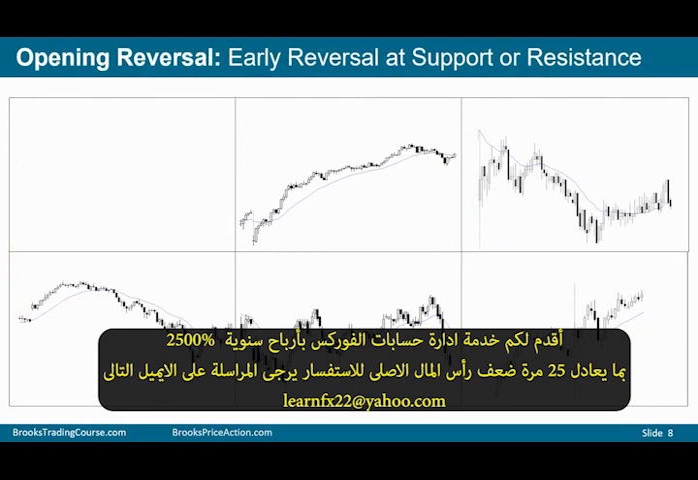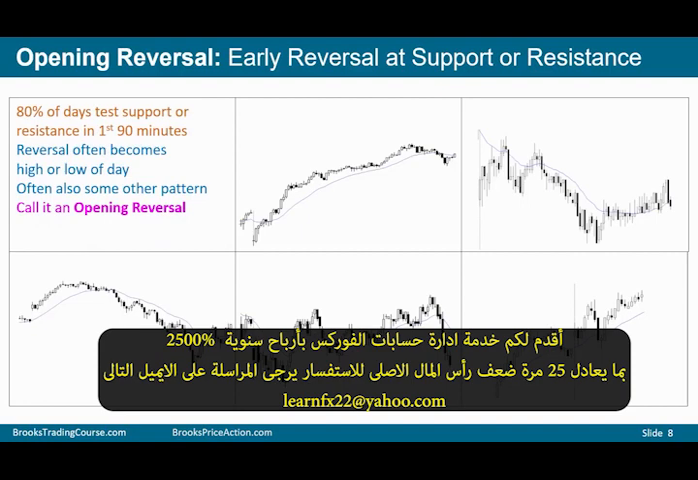Here's a collection of opens to illustrate some points. 80% of the days, there's a test of support or resistance in the first 90 minutes, and you get a reversal. And that reversal often becomes the high or low of the day. And I call that reversal an opening reversal. Remember, only 20% of the days does the market open and trend for the rest of the day. I am not talking about these days today. I'm talking about the other 80% of the days when there's some kind of reversal.